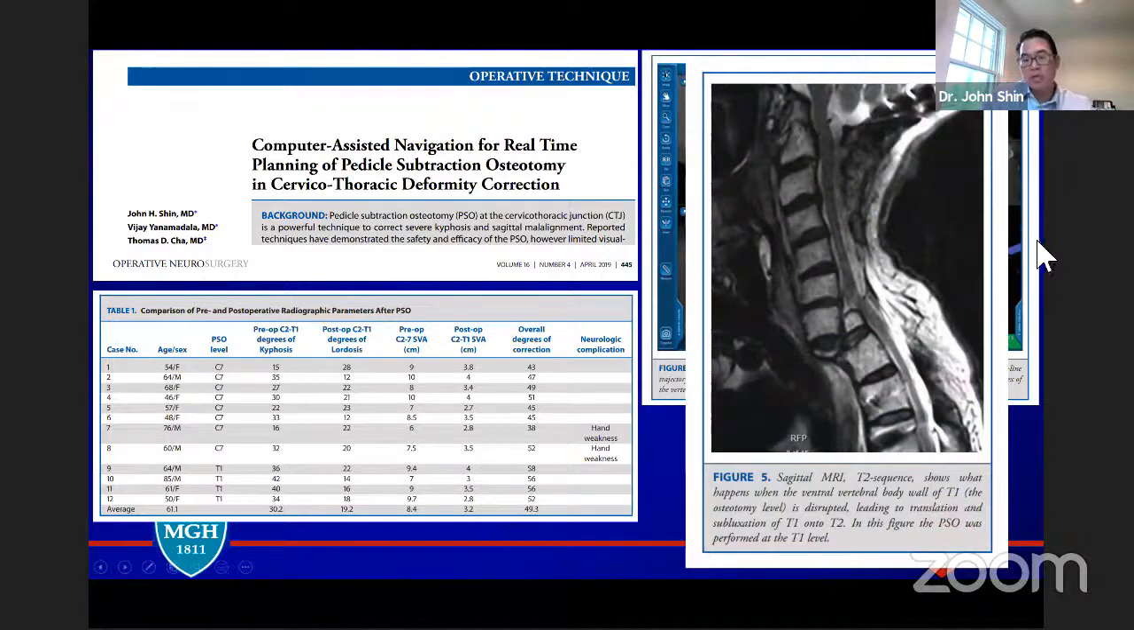And this is what we want to avoid. This is one of my earliest cases, and I'm not afraid to show this. I mean, we all learn from our failures. An earlier case where I did not use navigation and I breached the anterior cortex, and basically I was able to correct the deformity, but you can see what happened here. I basically went through and through and I sheared across, and it was not ideal, right? Not ideal. And you actually lose some ability to correct when you do that.